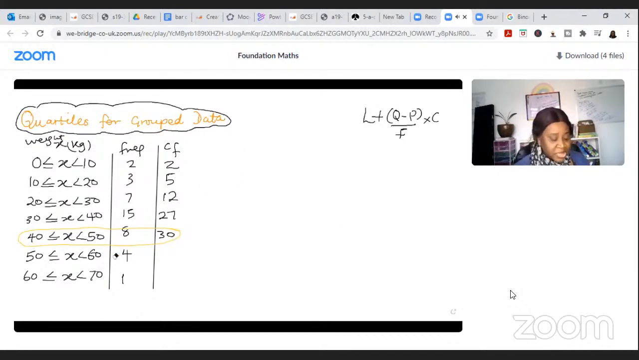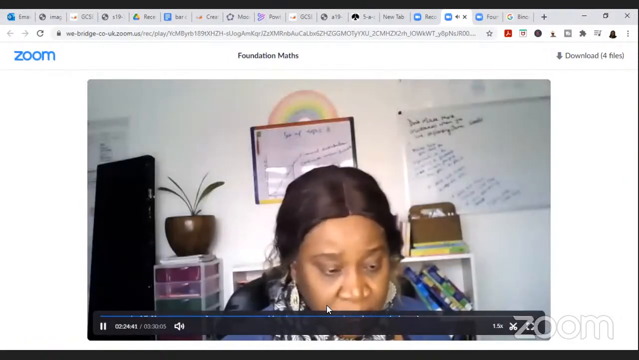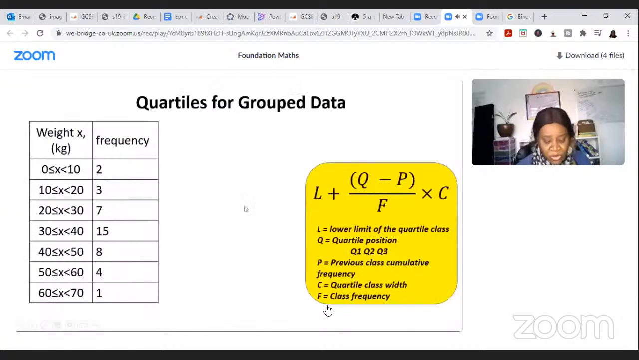So going back to putting it into the calculator, let me stop the share so that I can go back to my PowerPoint. So you just have to put what you have here into your calculator. We got the L1, we got the Q1, a quarter times 40, we got that to be 10 for Q1. Q2, we got that to be half times 40, which is equal to 20. And Q3, we got that to be three quarters times 40, which is equal to 30.